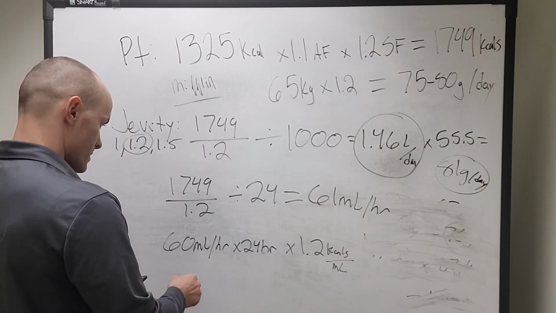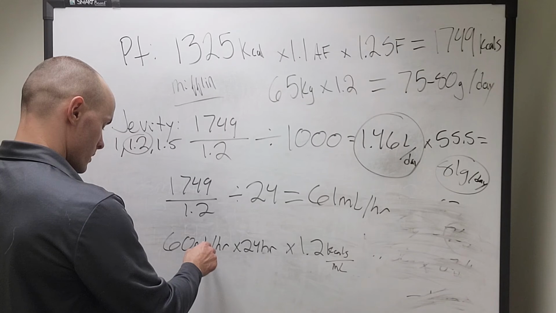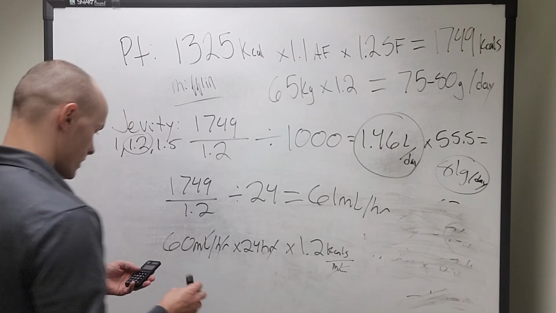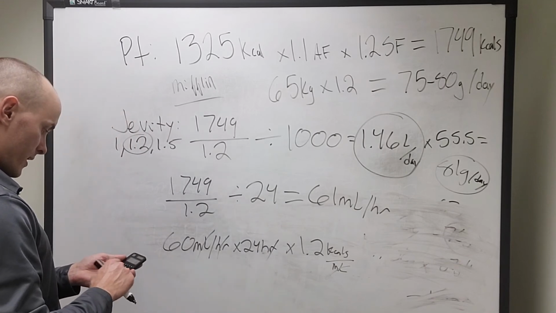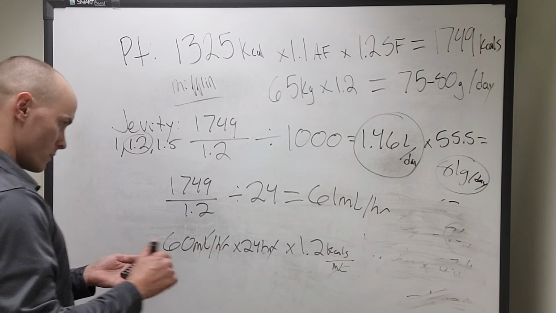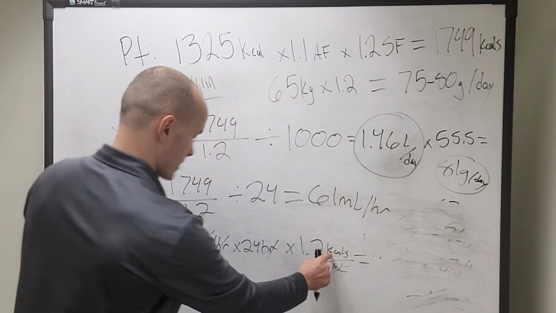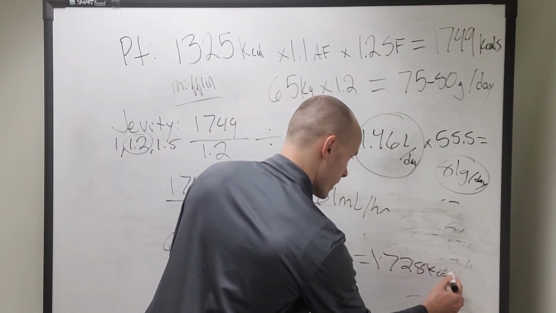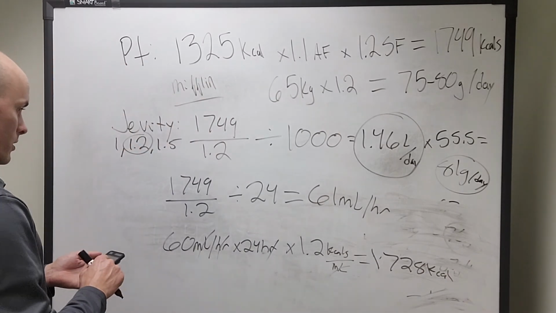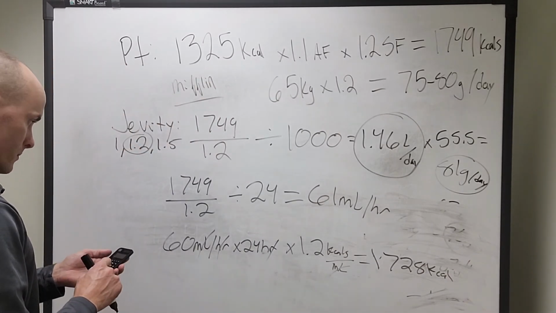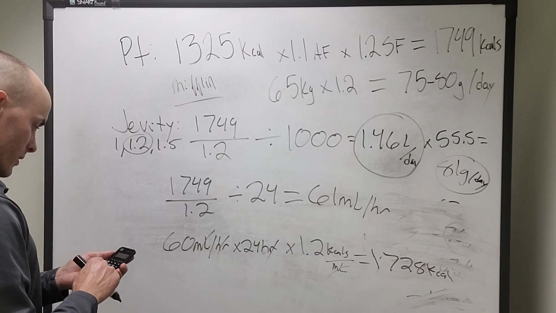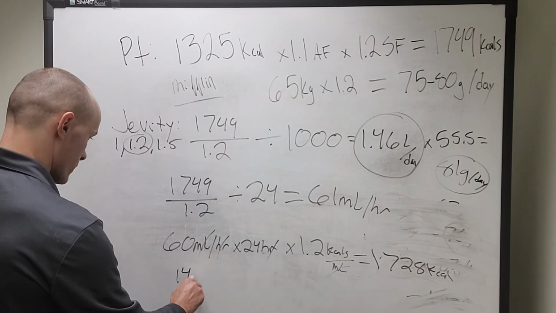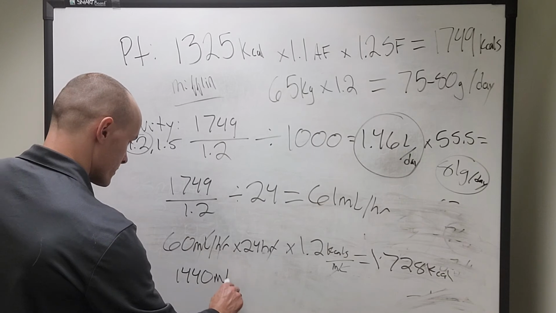What happens is the mils cross off, the hours cross off, and it gives you the calories provided. So the only thing that's left is the calories, 1728. Cool. So what we can do, we can take our 60 an hour times 24 hours gives you 1440 milliliters per day.